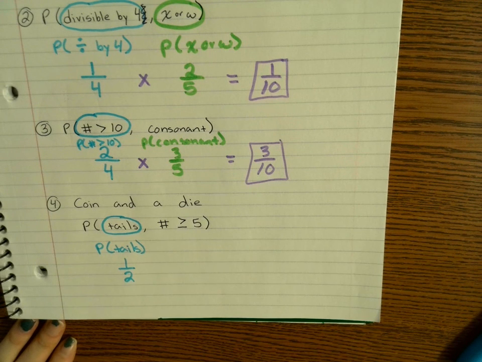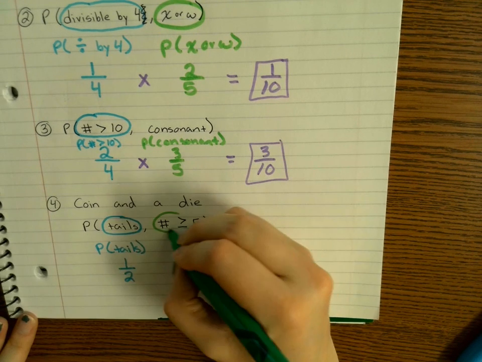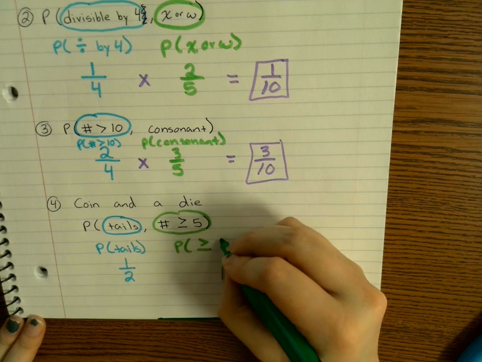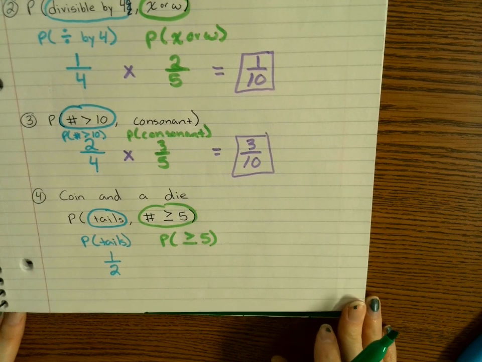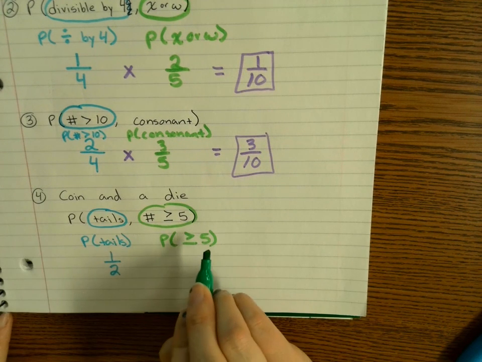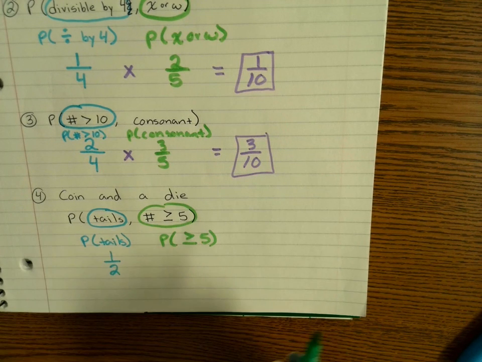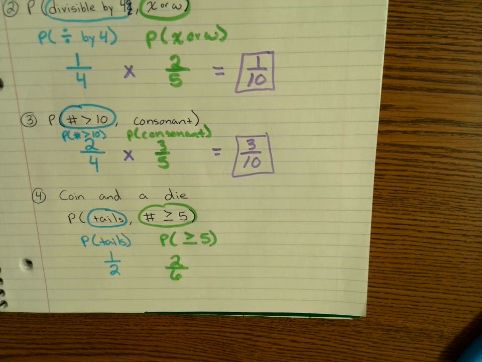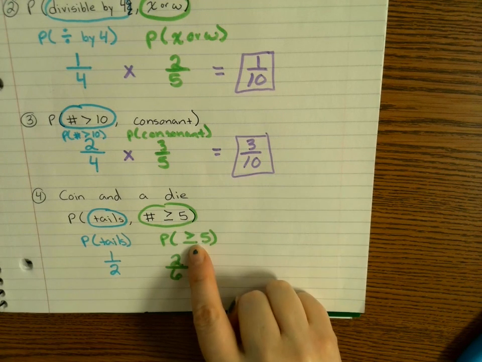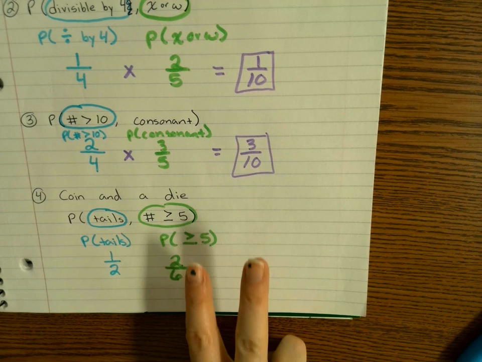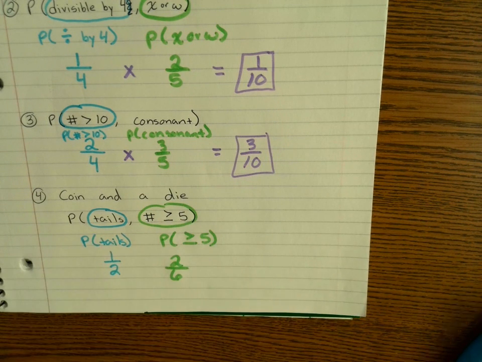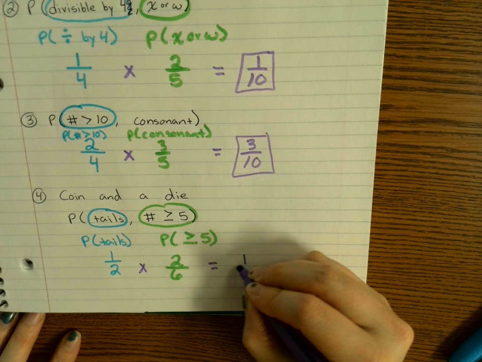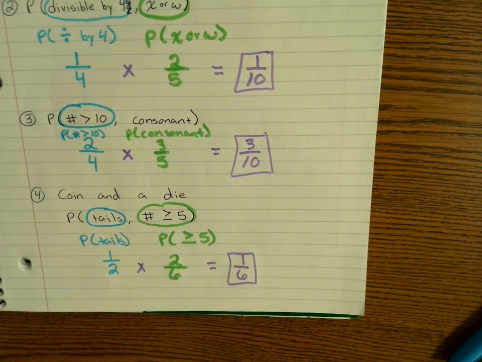Okay, now we're going to go ahead and roll the die. So if we roll a die, and I want a number that is greater than or equal to 5, that means the number 5 and the number 6 are both possibilities. That's 2 numbers out of 6. That greater than or equal to means it's going to include the number 5. So there's 2 possibilities out of the 6 total on the die. Then we'll just go ahead and multiply them. When we multiply them, we're going to get 1 over 6. So 2/12 or 1/6 in simplest form.